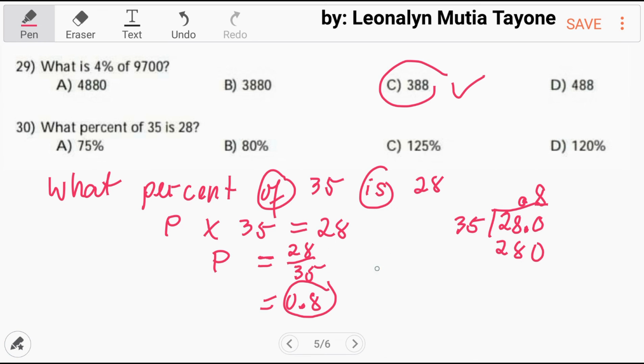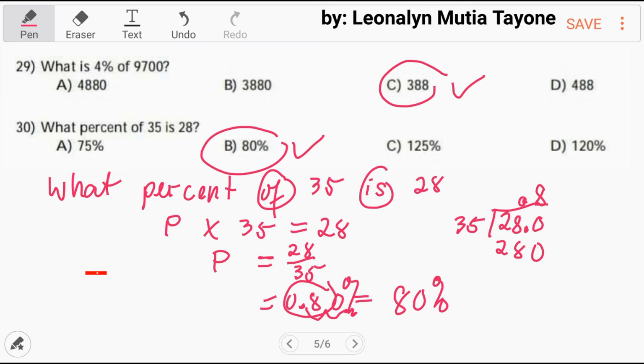Ang 0.8, obviously, that is equals to 80%, or mag-move ka lang ng dalawang decimal to the right, lagyan mo ng 0 yung space, at maglagay ka ng percent sign. So, ang sagot dito ay letter B. Again, lagi ko nang inuulit ito, never memorize the answer kasi hindi yan nakakatulong, kundi yung paraan kung paano ito sagutan ng tama.